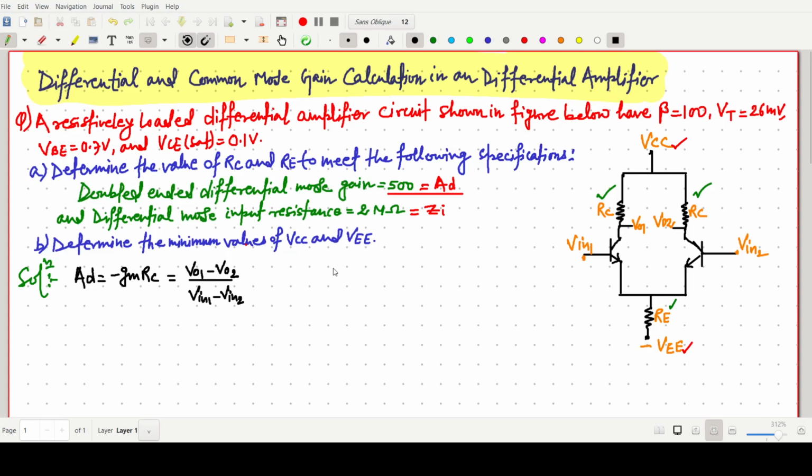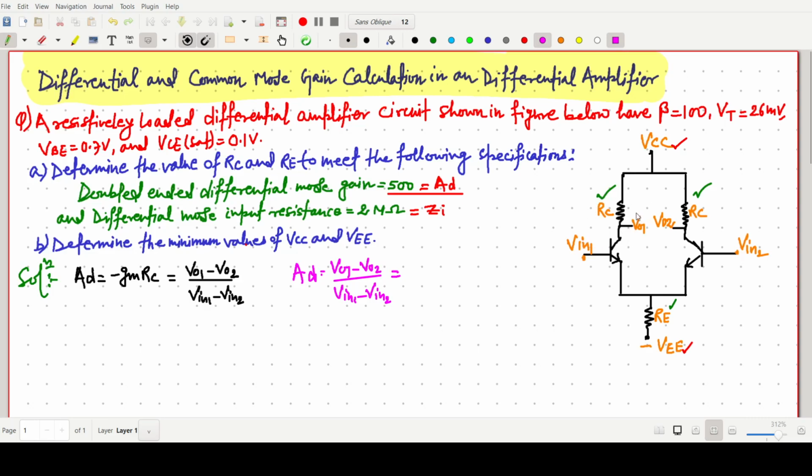For the time being, I will prove this in a very fast manner, because the numerical will take time, so I am also giving the fundamental brief. So this AD, the differential output voltage V naught 1 minus V naught 2 by V in 1 minus V in 2. I am deriving this because these are very important.